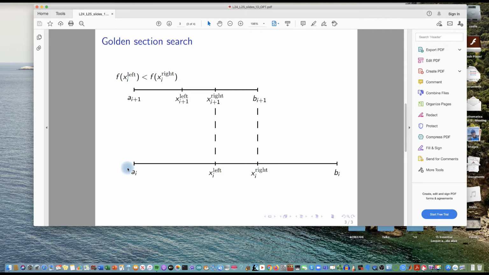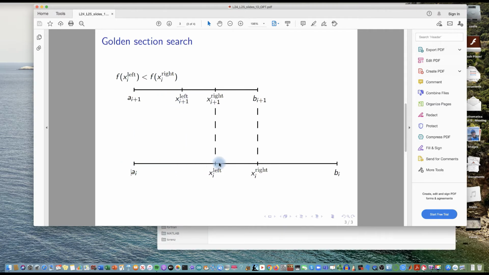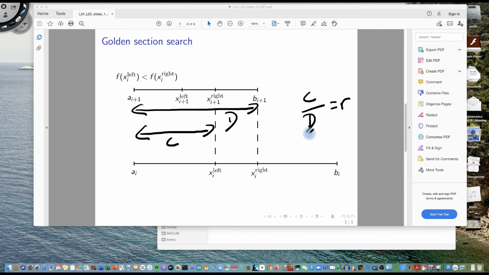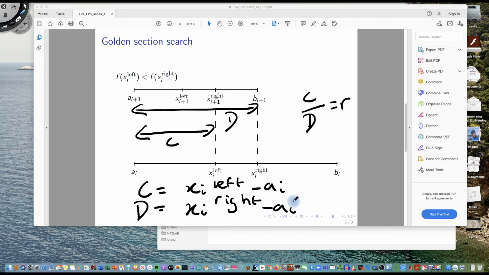Actually, if you're interested where it comes from, xi left minus ai is this distance here, and xi right minus ai is this distance here. I can rewrite that in a minute. So we're saying that xi left, because of the commonality of the points, we call them A, C and D. We're acknowledging that C on D is R, and that's the best way to start. Because there's commonality of points, you can see that xi left minus AI is C, and D is xi right minus AI.